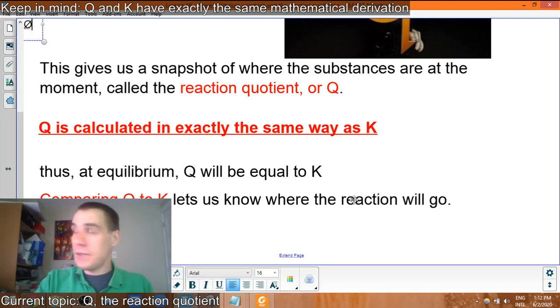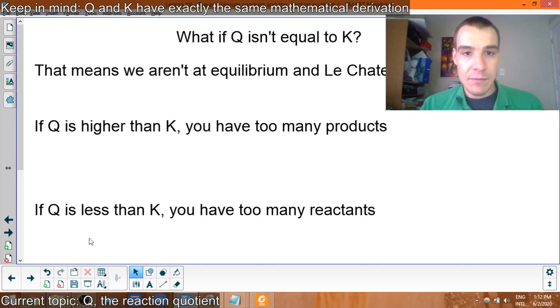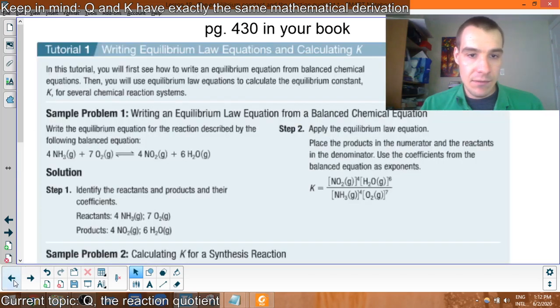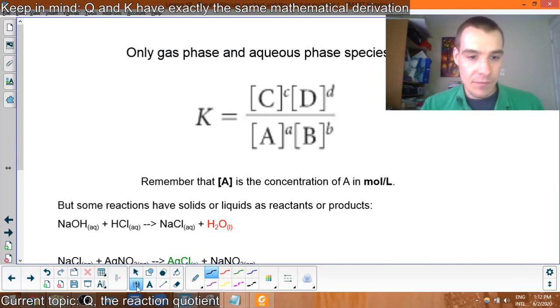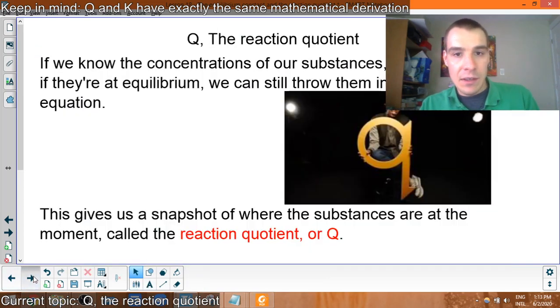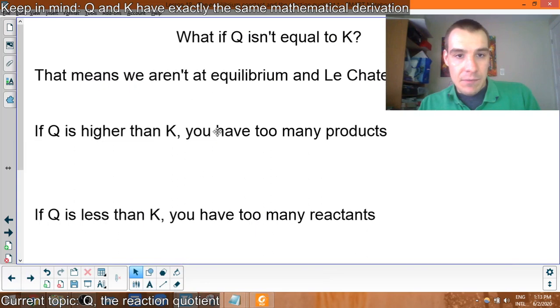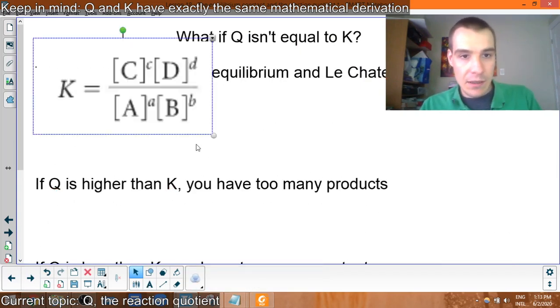And the reason that that's important is that if we compare Q and K, we'll know whether we have too many products or too many reactants. That helps us tell whether we are too high or too low. I'm going to just copy this here so that we have it as a reference. All right, bring this down, and we'll put that in there.